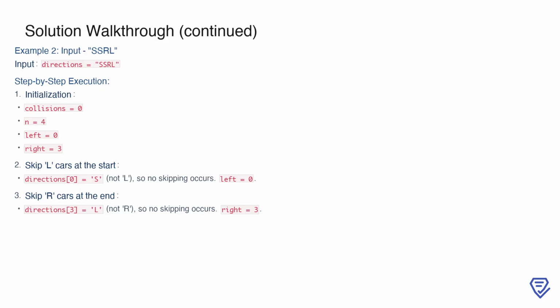We then check for any L cars at the start. The first car, directions[0], is S, so no skipping occurs, and left remains 0. Similarly, we check for R cars at the end of the string. The last car, directions[3], is L, so no skipping occurs here either, and right remains 3.